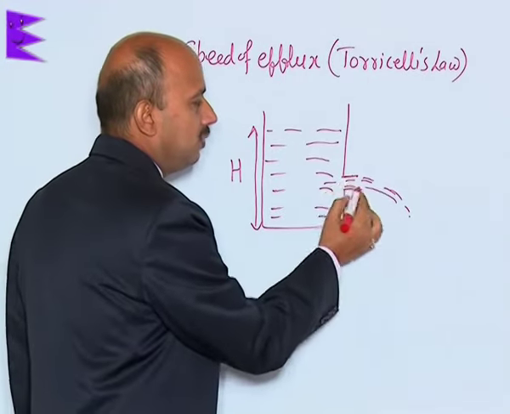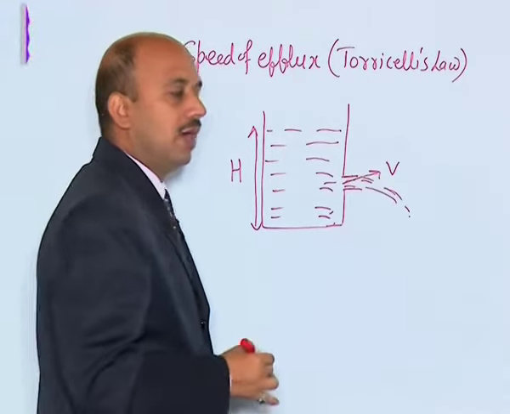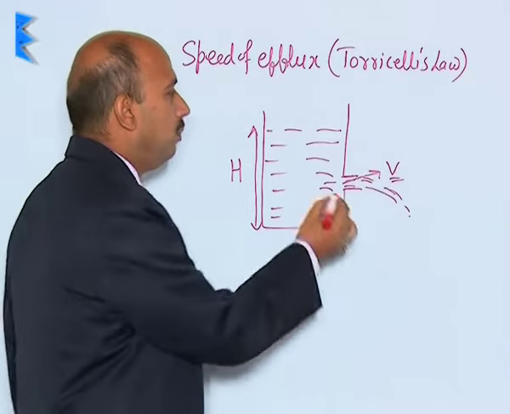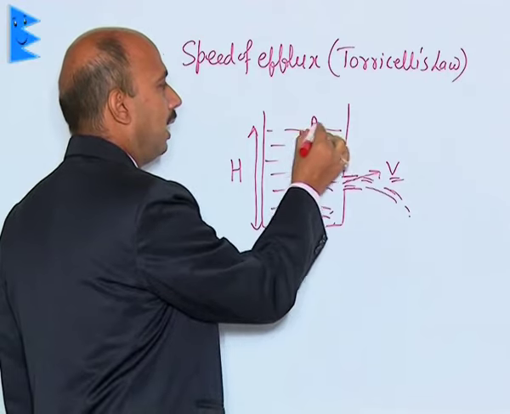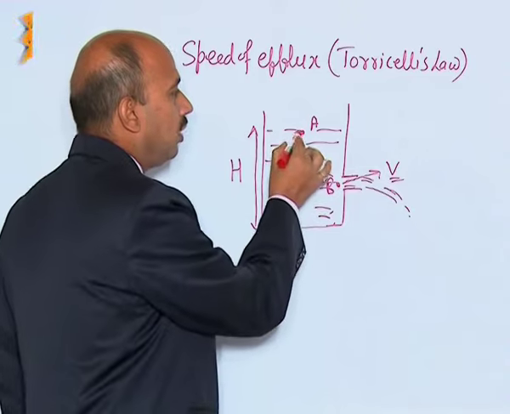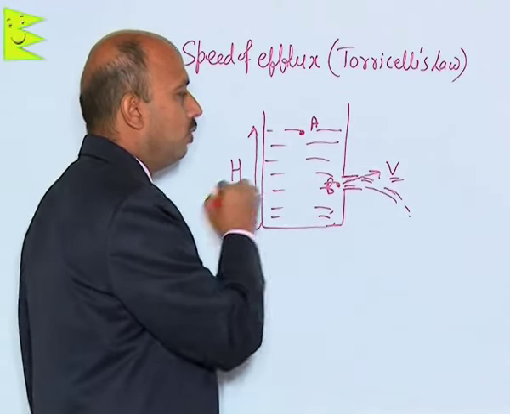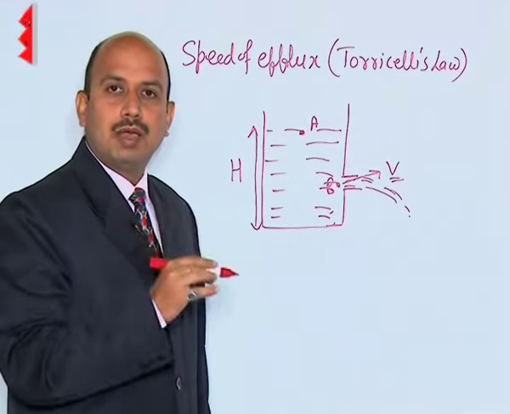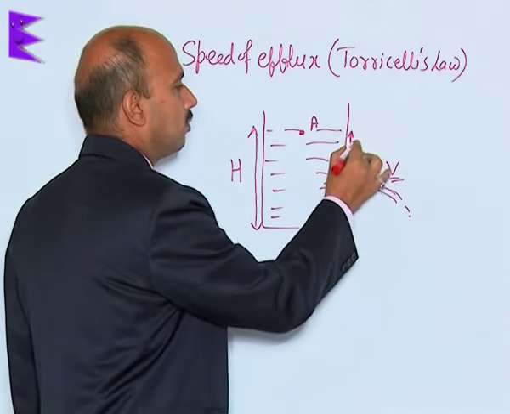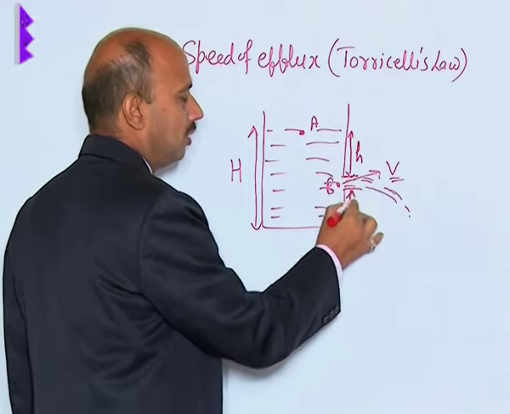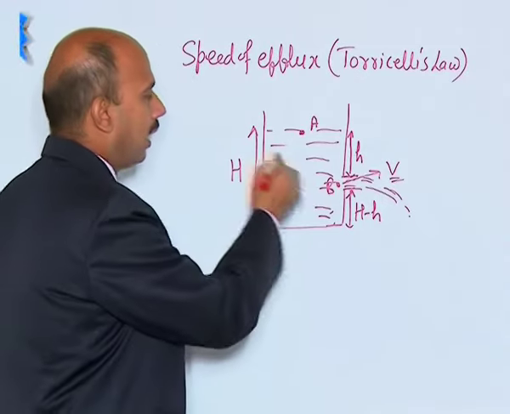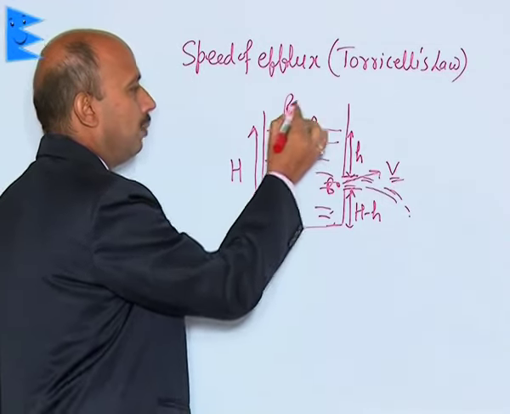The velocity with which the liquid is flowing is v, and this is known as the speed of efflux. Now if you choose two points, A and this point B here, the total energy at point A is equal to the total energy at point B according to Bernoulli's theorem. This height we can take as small h, so the remaining height from the ground is H minus h. At this point we can apply atmospheric pressure.